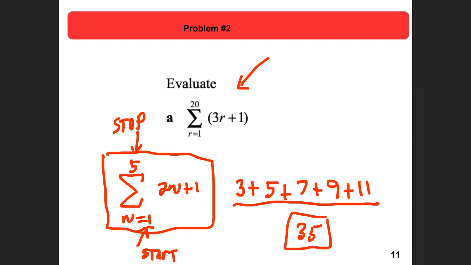Oh, because it's just plugging the numbers into 3r. Oh, I get it. What Desmos is seeing is the summation of r equals 1 to 20 of 3r, and then it's adding 1 at the very end. That's what it's doing. So if you're going to use Desmos, which I highly recommend, put parentheses in here.